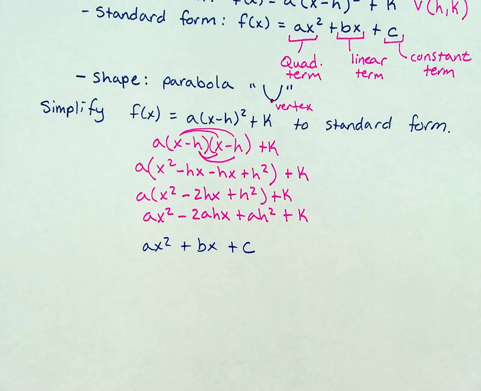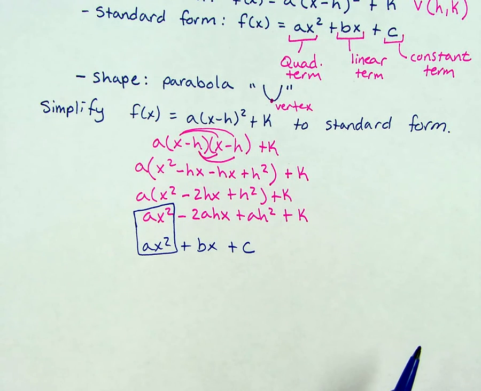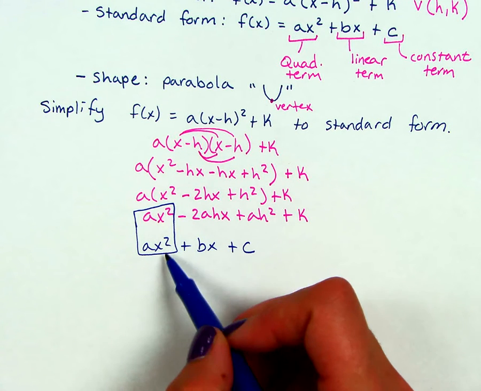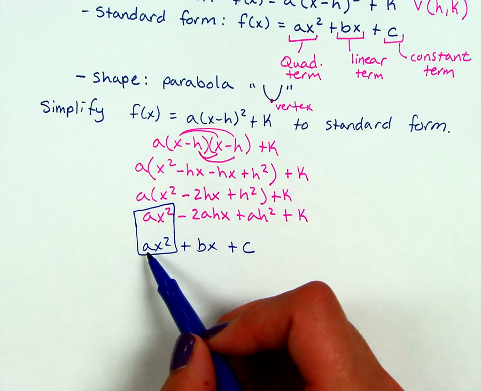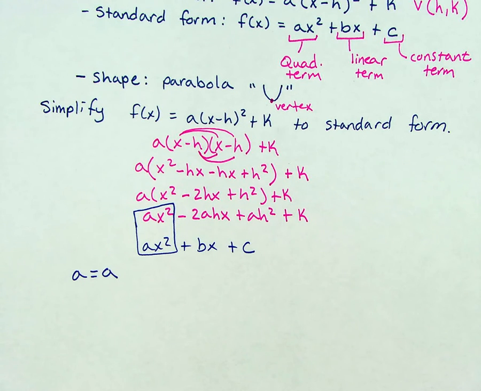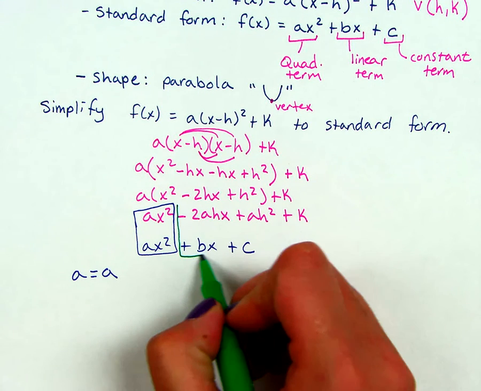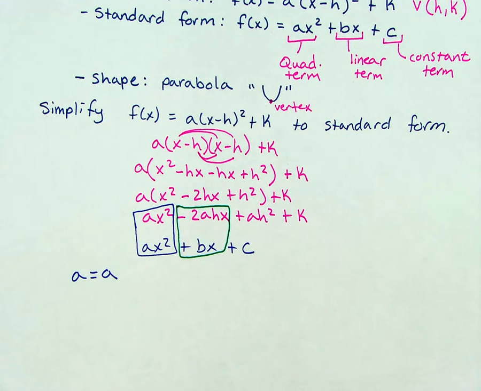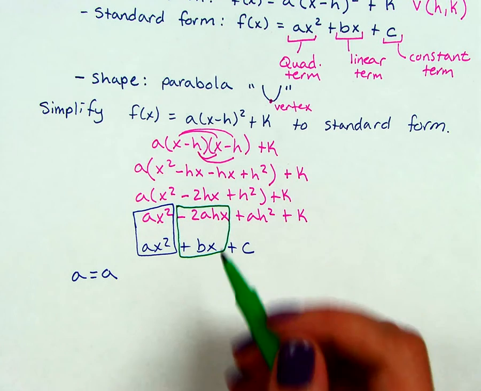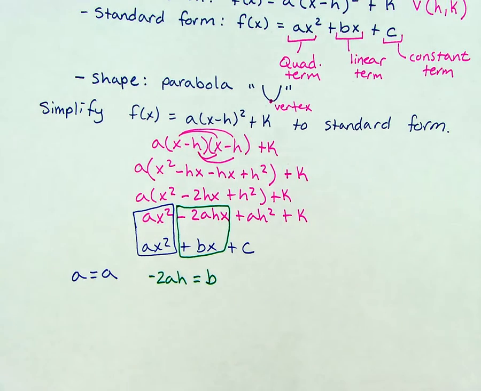If I start with my first set right here, these would have to be the same when we're looking at standard form. Since we have the x squared, we don't really care about that. We're just looking at the variable in front. So we know that a has to be the same as a no matter what form it's in. Now if we look at the second set where we have the x, since we have the x there, we don't really care about that part. We care about all of the other variables. That means that negative 2ah has to be equal to b.